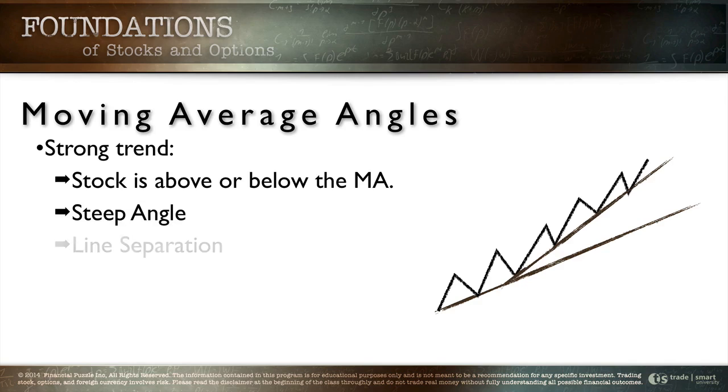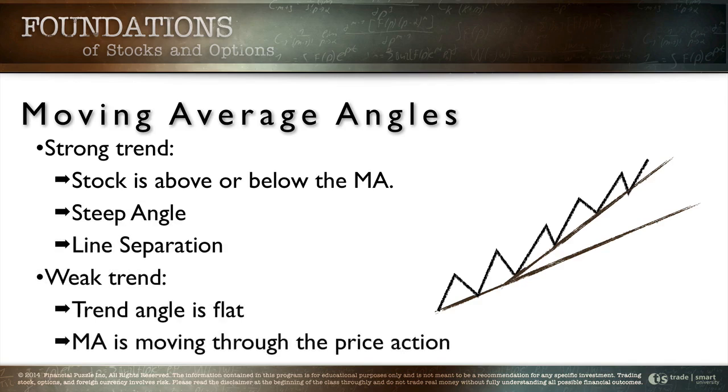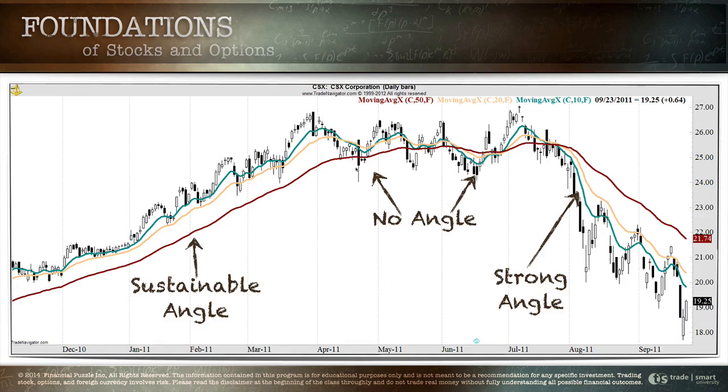In a strong trend, here's what you're looking for. The stock is above or below the moving average, and you've got a steep angle to that move with line separation. Gary was asking about line separation earlier. In a weak trend, the trend angle is flat. In other words, the averages are moving sideways, and the averages are moving through the price action of the stock. And I could put another bullet on there for you, Gary, and say that the lines are converging upon themselves. When you have the moving average lines converging, you know you've got a problem with your trade. That's why I say I can get you out of these trades earlier than just the simple system itself. But the simple system itself is profitable.